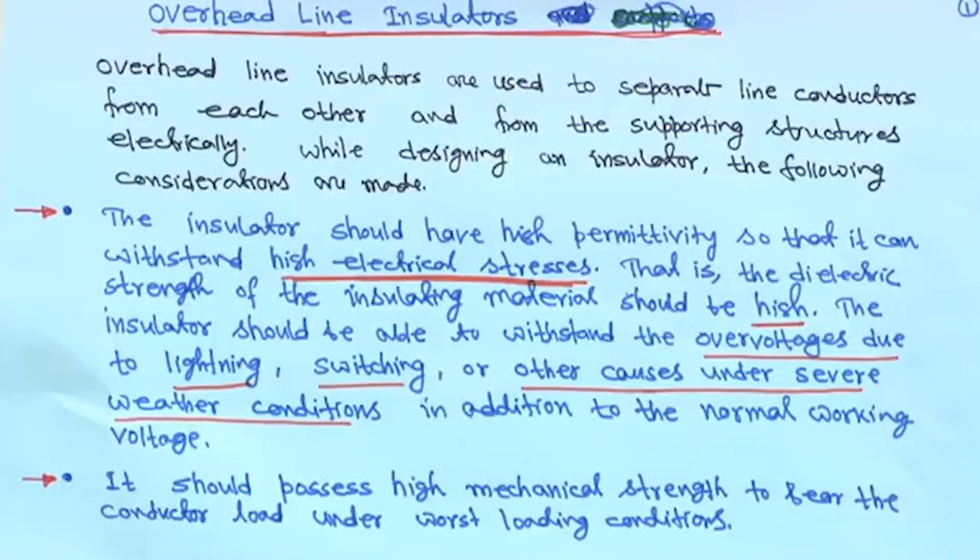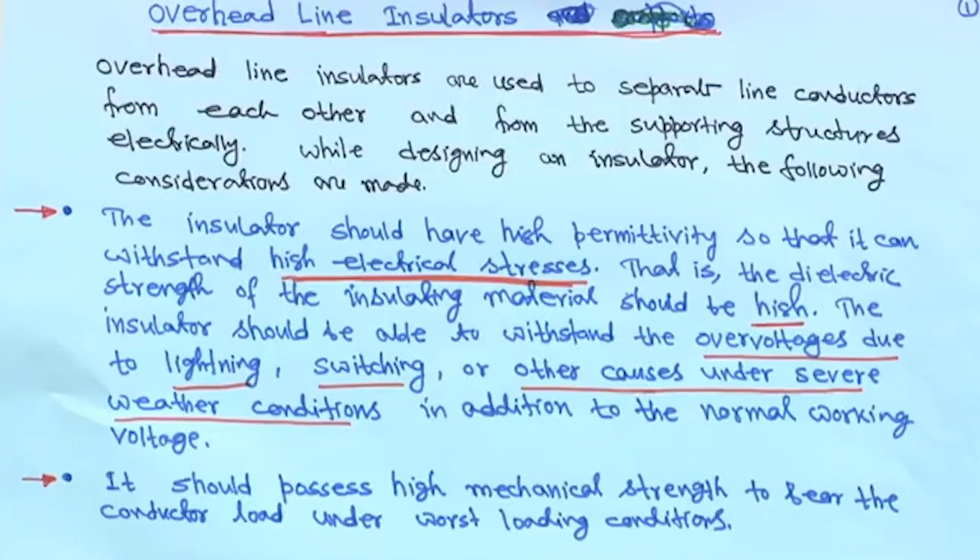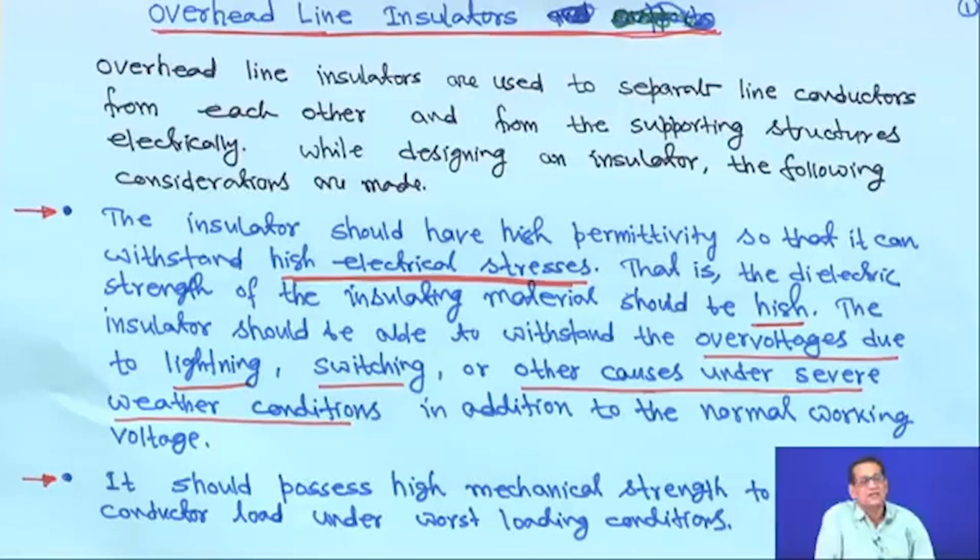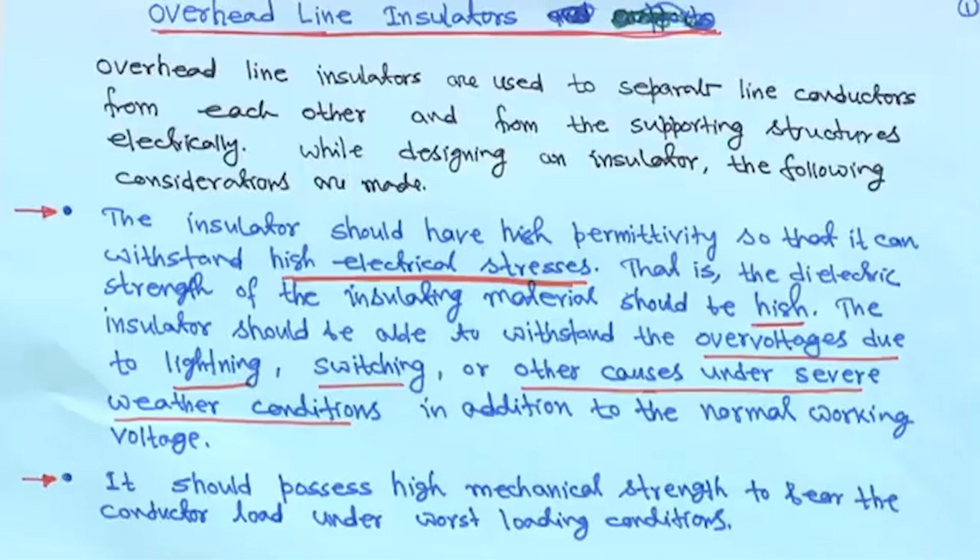So, first thing is that generally overhead line insulators are used to separate the conductors from each other and from the supporting structures electrically. Now, you have seen the transmission towers, where you will find that insulators are there. Basically, for those high tension lines, 66 kV or above, you will find those insulators are basically suspension type, and up to 33 kV level or even 66 kV level, pin type insulators are generally used.